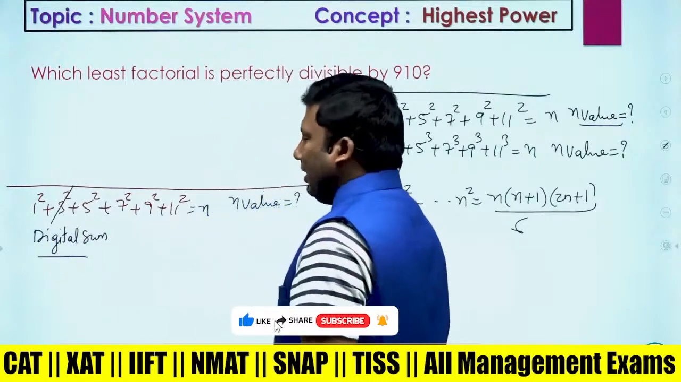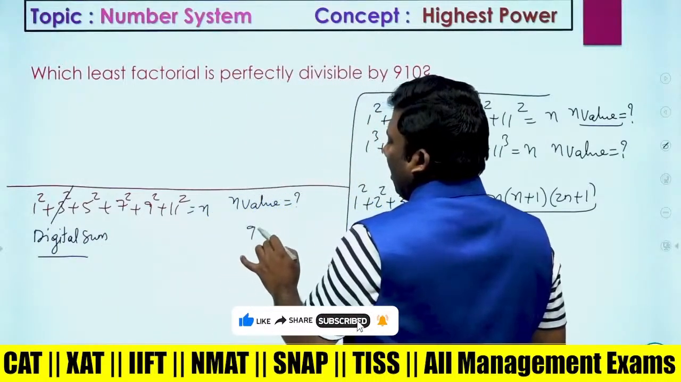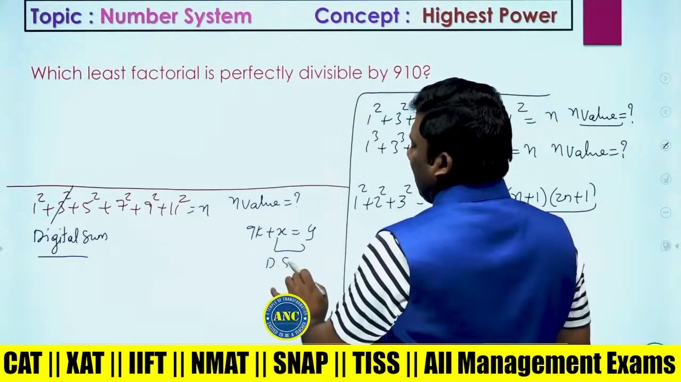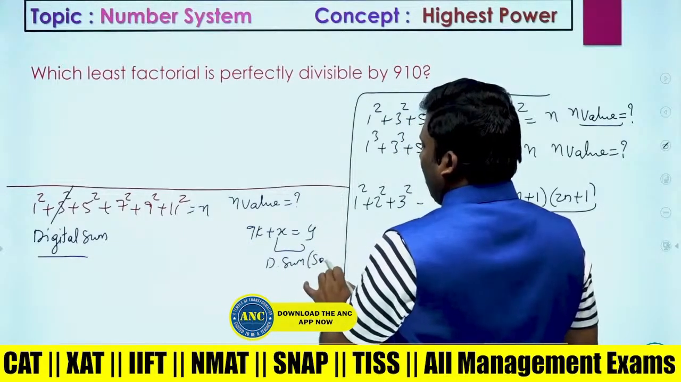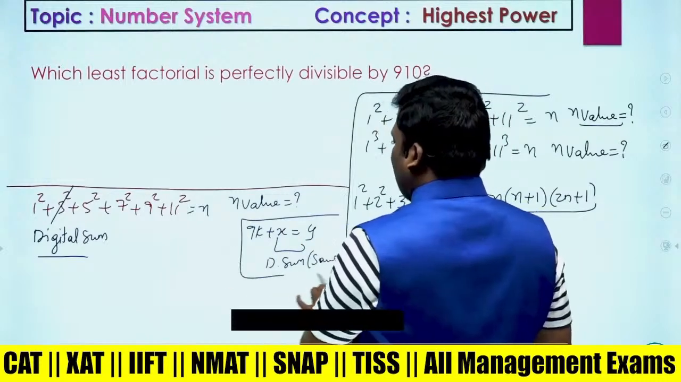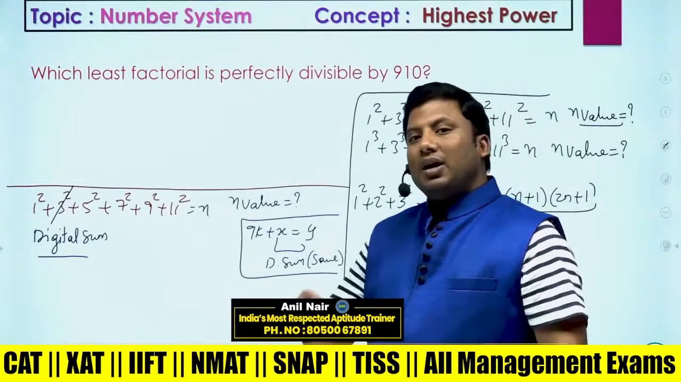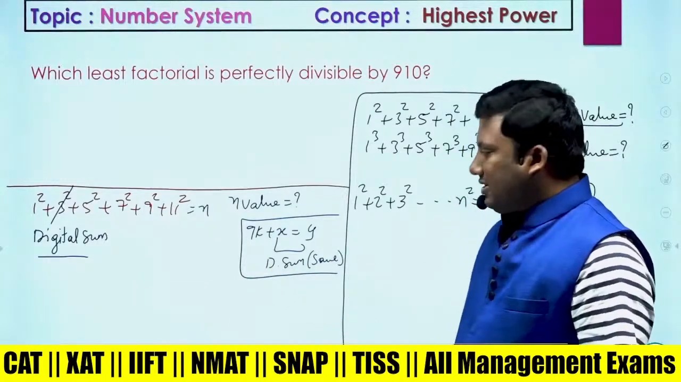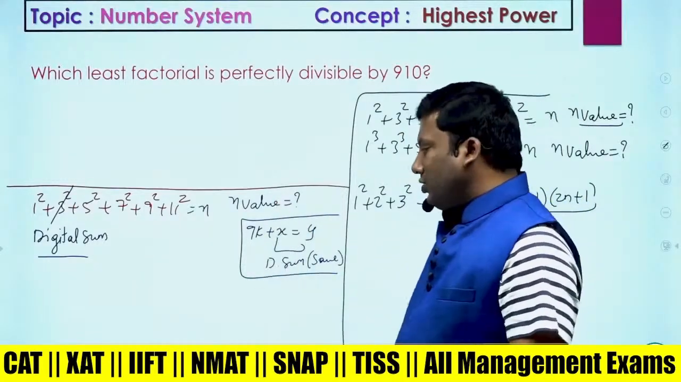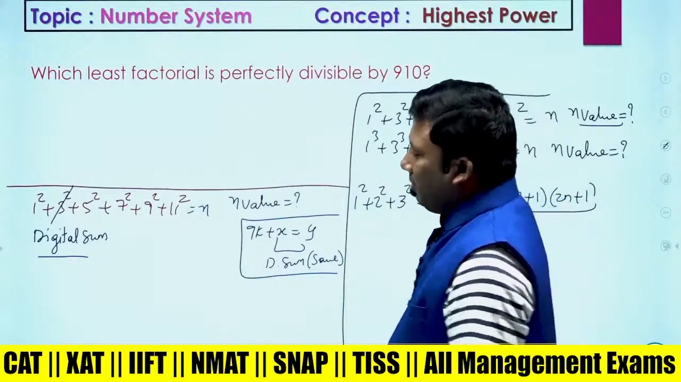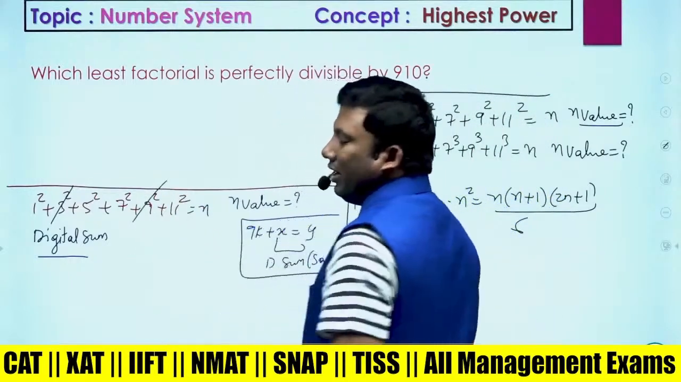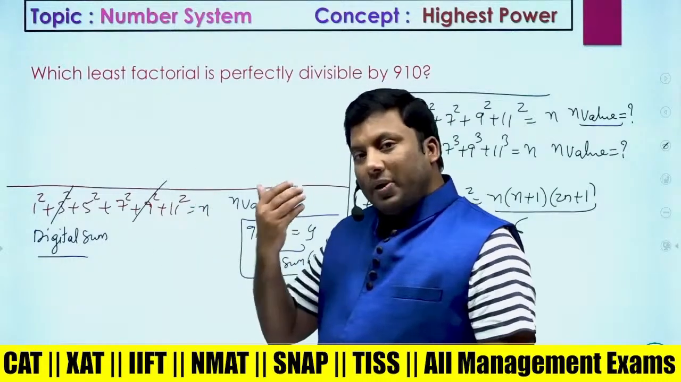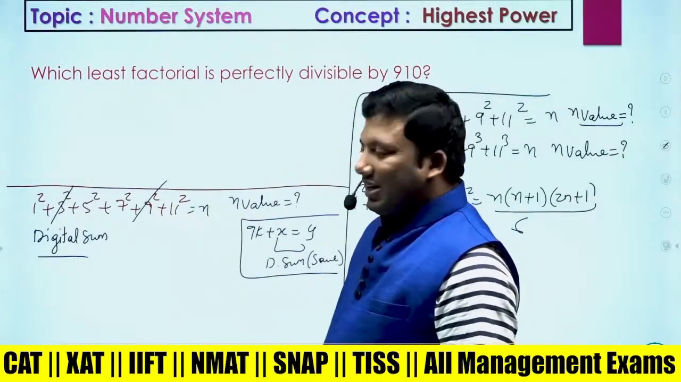3 square is 9. What is the first concept? 9k plus x is equivalent to y. X and y digital sum will be the same. The digital sum of the number which is getting added to 9 or multiples of 9 will be the same. Take 9 square, it is 81. So first thing, you can omit all the values where the digital sum is 9.